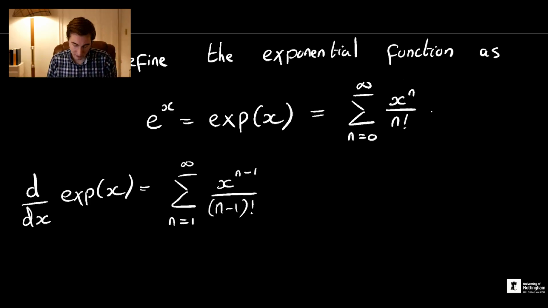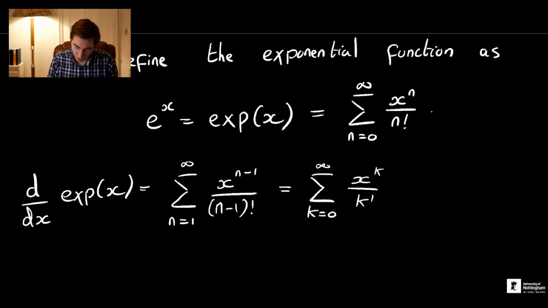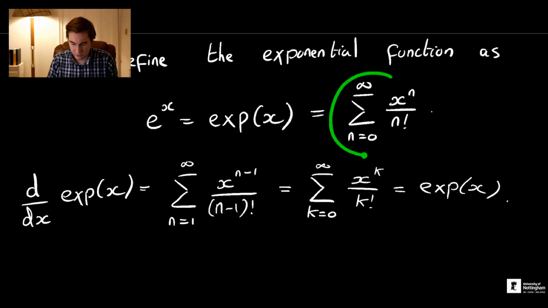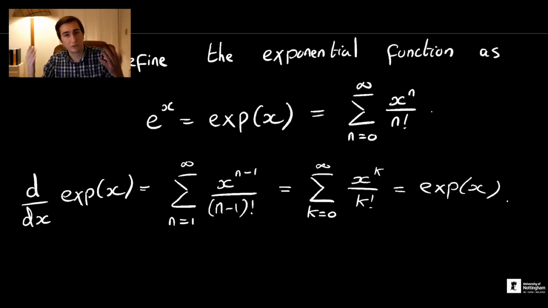And I can just redefine this sum now, right? I can just shift it along, redefine it as, say, the sum from k equals 0 to infinity of x to the power of k over k factorial, which is exactly just e to the x. So I've constructed this series as something that when I differentiate it, it gives back my initial series, right? That's how I've constructed it.